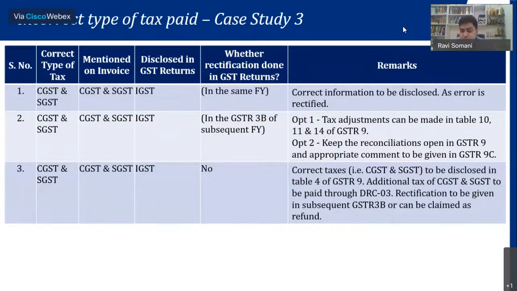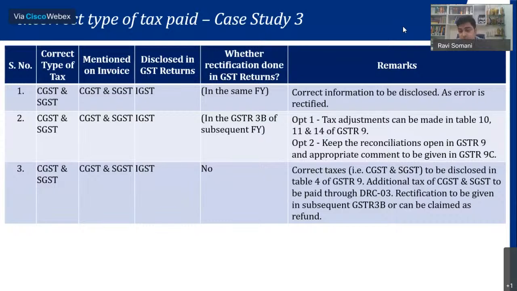Now, let us say they have paid CGST, SGST instead of IGST, and that is not adjusted even now. In that case, as an auditor, we must ask the clients to pay IGST, and whatever should be IGST, we must disclose as IGST. Whatever extra CGST, SGST is paid, we need to ask them to claim refund, or the same can be adjusted in the subsequent returns.